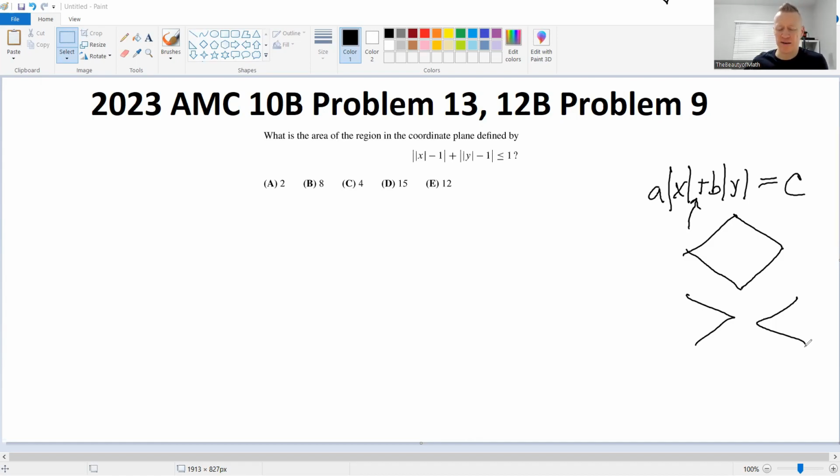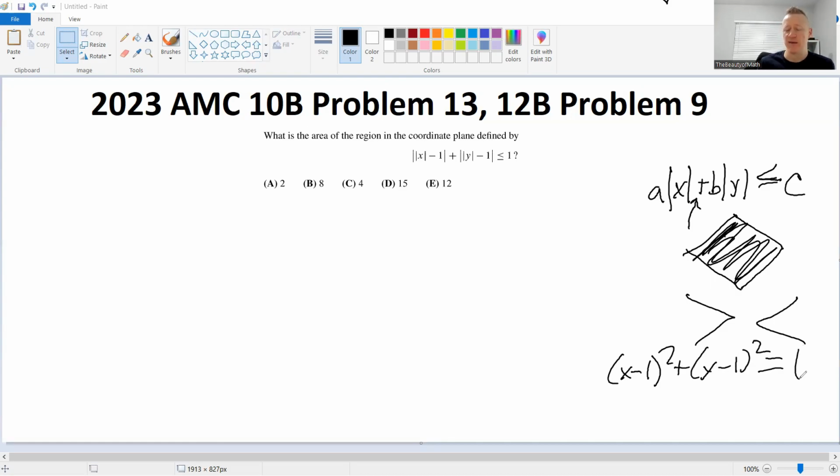And there's a whole bunch of these kinds of ideas at play. And it also kind of reminds me, what would happen if I had this as less than or equal to C is you would shade inside of it. Okay. You might also be thinking of a related topic, like it seems related, of like x minus 1 squared plus y minus 1 squared equals 1. This would be a circle centered at 1, 1.